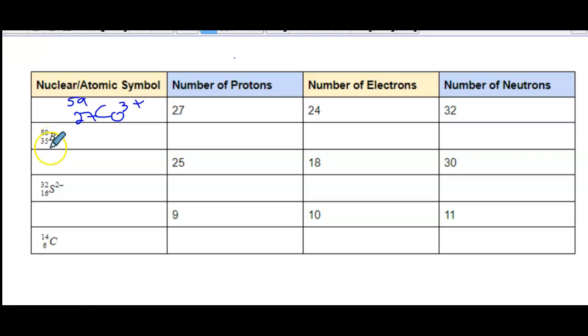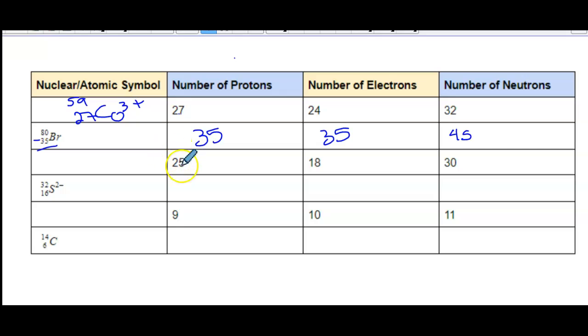Next, we have bromine-80, with atomic number 35. We know that it has 35 protons and 35 electrons. Why are both the same? Because there's no charge here. And to get my 80, I'm going to turn this into a subtraction problem. Okay, so that is going to get us what? Do that math on your calculator. You should come up with 45.